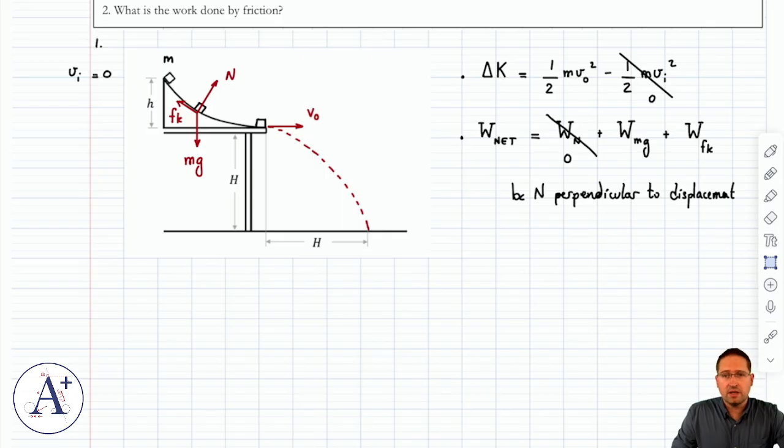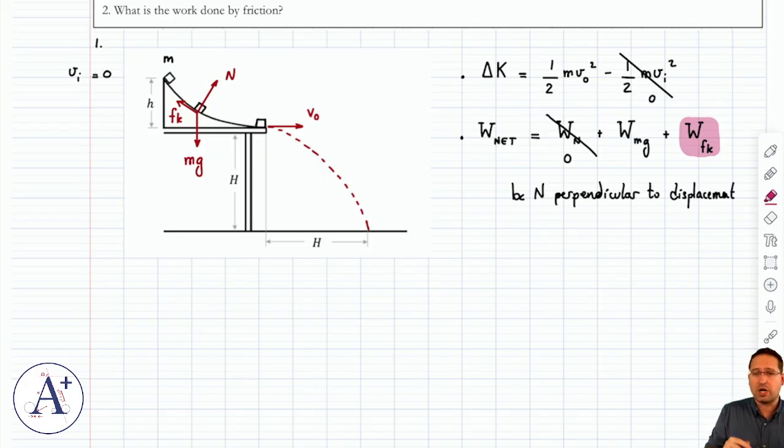Yeah? Work done by mg. mg is a conservative force. I have a very specific way that I'm going to compute work done by mg. And then work done by Fk. Well, hey, guess what? I actually don't know what that is. I'm not saying you never know. We'll see problems where you actually can compute the work done by kinetic friction if the surface is a plane surface, not some curved surface like this.